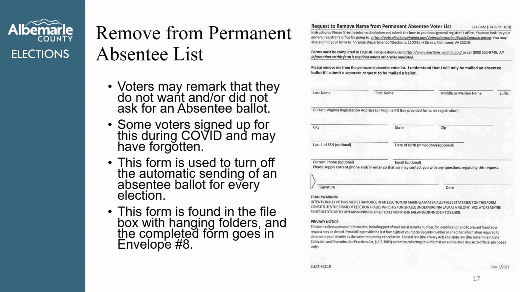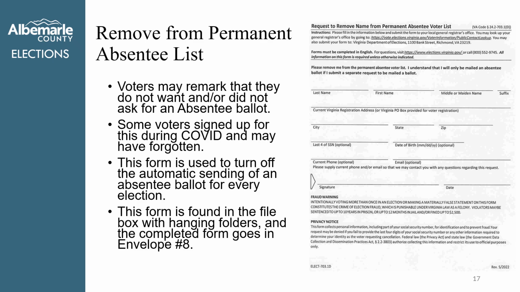Voters who come in carrying their absentee ballot, or voters who come in without an absentee ballot who have to vote provisionally, may wonder why they keep getting absentee ballots when they haven't requested new ones. They may or may not remember that they checked a box online that said they wanted to be on the permanent absentee ballot list. This is an opportunity to give these voters the request for removal from permanent absentee list form.